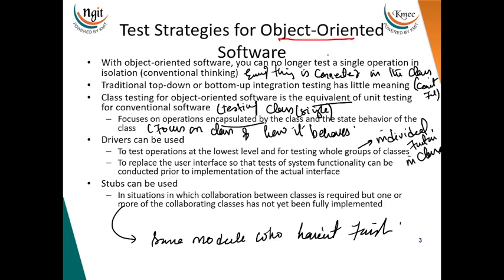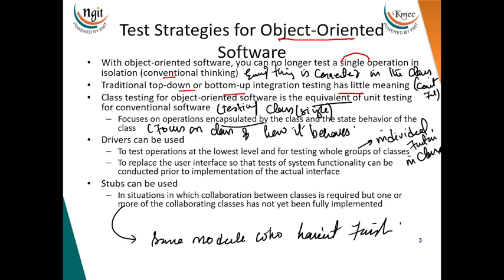If you are using object-oriented software, we are going to have classes, properties, and other things in it. With object-oriented software, we can no longer test a single operation in isolation, because each and everything is connected to each other. Traditional top-down or bottom-up integration testing has little meaning here, because everything is connected in the class and they have functions in it.